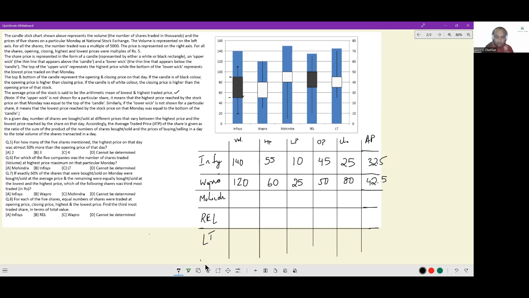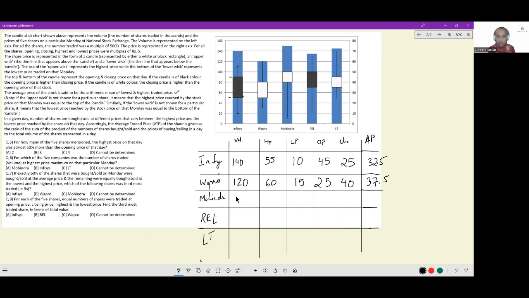This is my error. Wait. I keep making these subtle errors in dual graph questions. Wait, for Wipro, the highest price is 60. The lowest price is 15, not 25. The opening price is 35, or how much is it? 25, and the closing price is 40. Which will also change my average: 60 plus 15 by 2 will be 37.5.